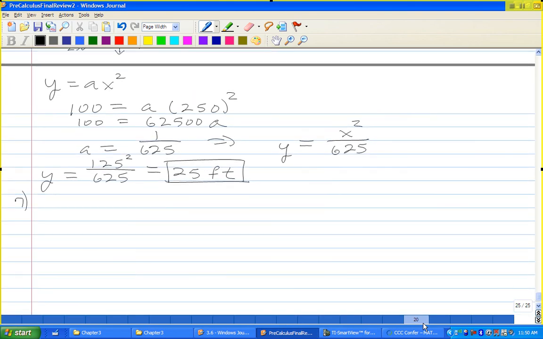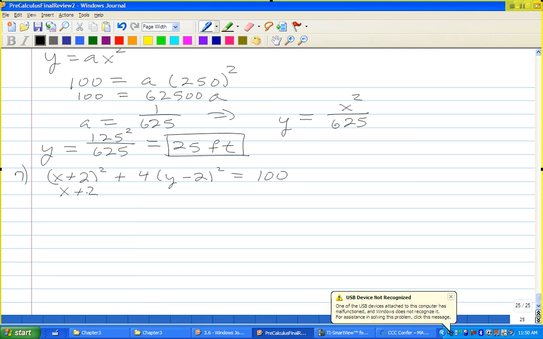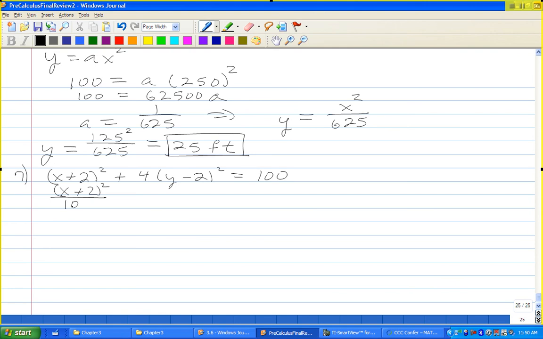Problem number 7. So you have an ellipse. (x plus 2) squared over 100, plus (y minus 2) squared over 25 equals 1. Find the center, foci, and vertices.